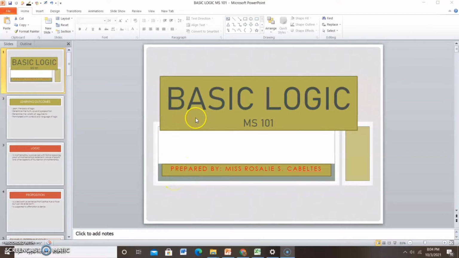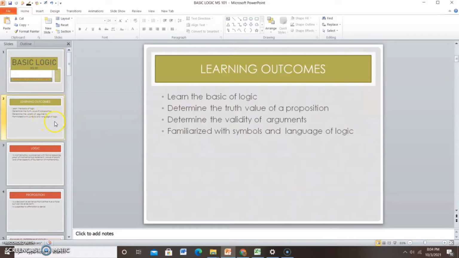Our lesson for today is about basic logic. Our learning outcomes: learn the basics of logic, determine the truth values of a proposition, determine the validity of the arguments, and familiarize with the symbols and language of logic.